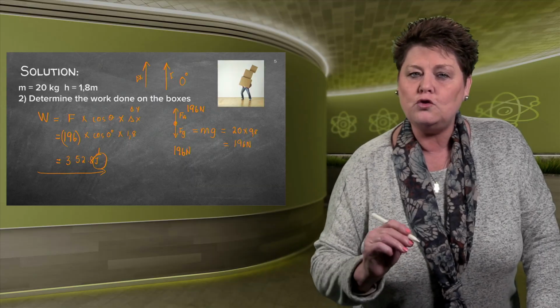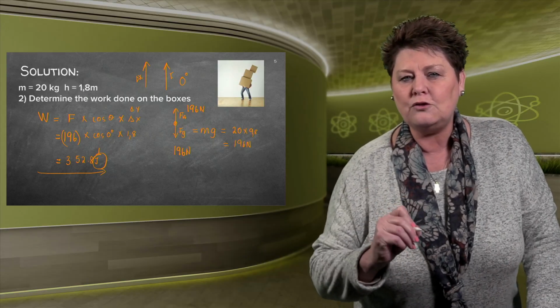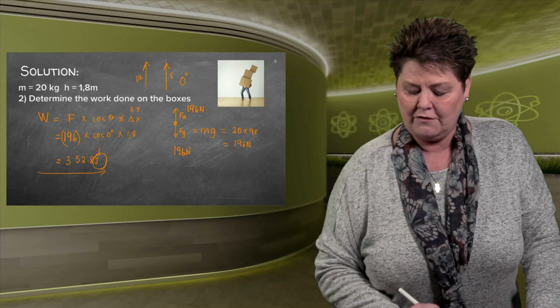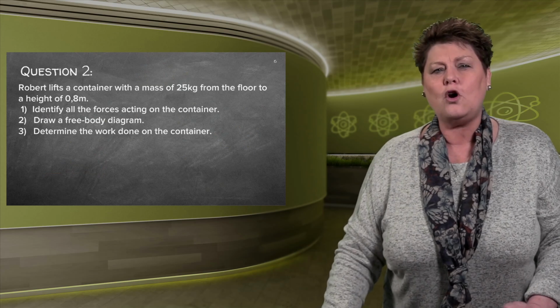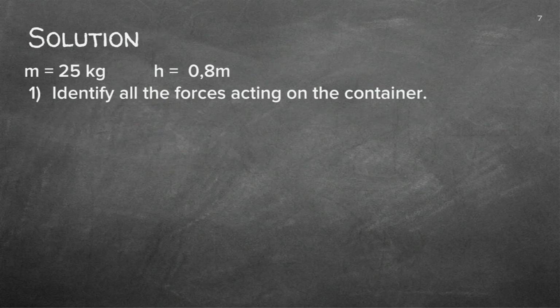It's so important that you do these questions while you are listening to this lesson, that you actively do every calculation and draw diagrams. Otherwise, you are going to have a problem doing that when it's asked in an exam. Right, let's have a look at a more complex question. Robert lifts a container with a mass of 25 kilograms. So immediately I've got the mass again, from the floor to a height of 0.8. Firstly, all the forces are to be identified in order for you to draw a free body diagram and then work out the work. So let's see.